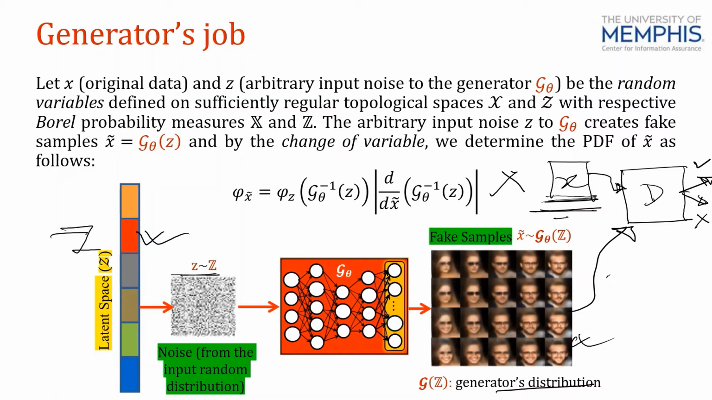Now the arbitrary noise Z, through G theta, creates fake samples. So these are the fake samples, and then by the change of variable we can determine the probability density function of this. We assume this is the probability density function, phi subscript x tilde. So these can be computed using this transformation. This is a very important transformation that almost every generator does.